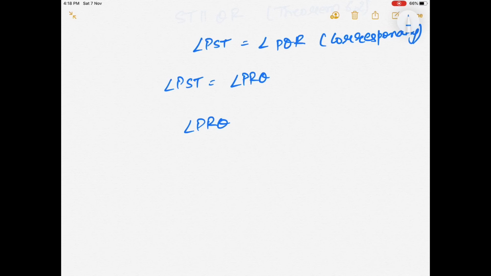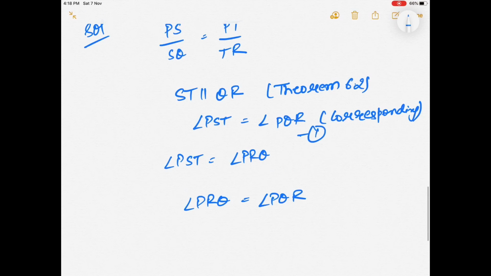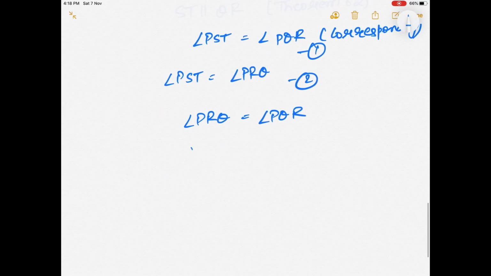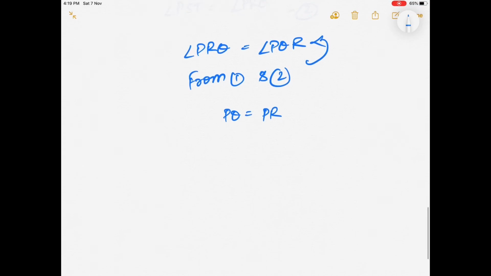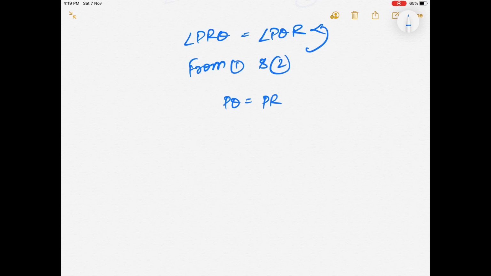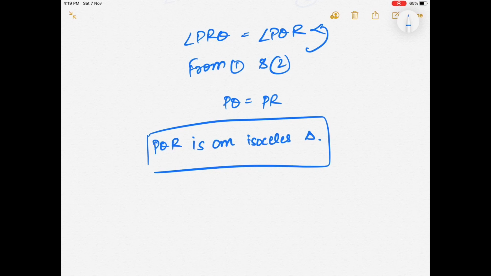Now angle PRQ will be equal to angle PQR. Let's name this as 1 and this as 2. So from 1 and 2 we got this. Okay, so PQ will be equal to PR, because if two angles of a triangle are equal, the sides opposite the equal angles are equal, so PQR will be an isosceles triangle. We have to prove this only. We got our final answer.